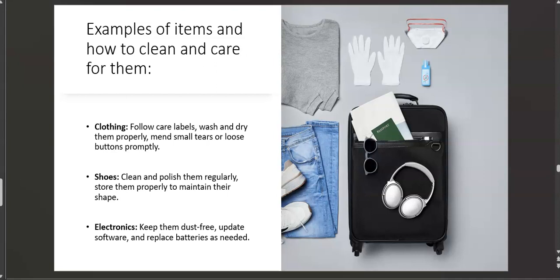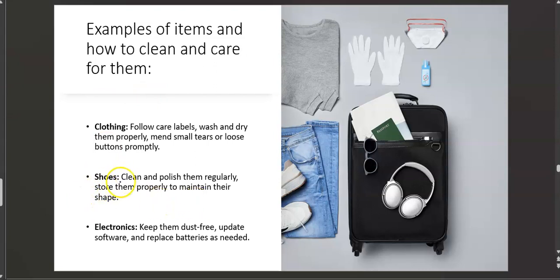Clothes. So the first item is clothes. How do we take care of it and how do we clean it? Follow care labels, wash and dry them properly, mend small tears or loose buttons properly. For example, you have a leather cloth. They have instructions, of course. They tell you how to clean it. So as a keen person, you need to follow these instructions so that you can't spoil this cloth. Again, when you're washing, dry it properly, and iron it properly. Then if you see small holes or some loose buttons, take it to the tailor so that they can mend it. This is one way of taking care of this item that you value.